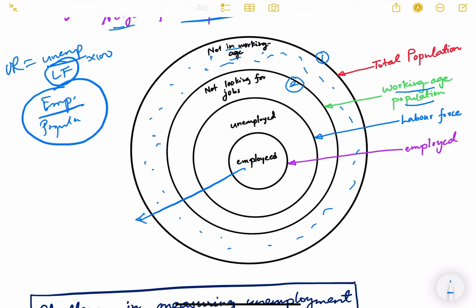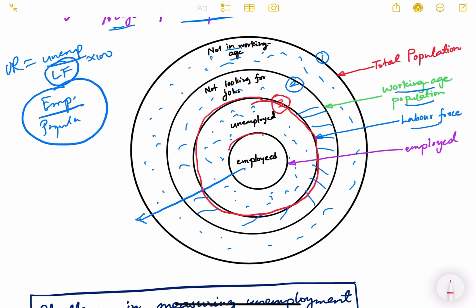Now out of this working age population also, this third circle is the labor force, people who are participating in the labor force, meaning they are either employed or they are not employed and are looking for jobs. So people who got left out are the people who are not looking for jobs, this area. And lastly, out of this labor force, this smaller fourth circle is the people who are employed. So the left out are the unemployed. This is the same thing that we have seen in the previous video.